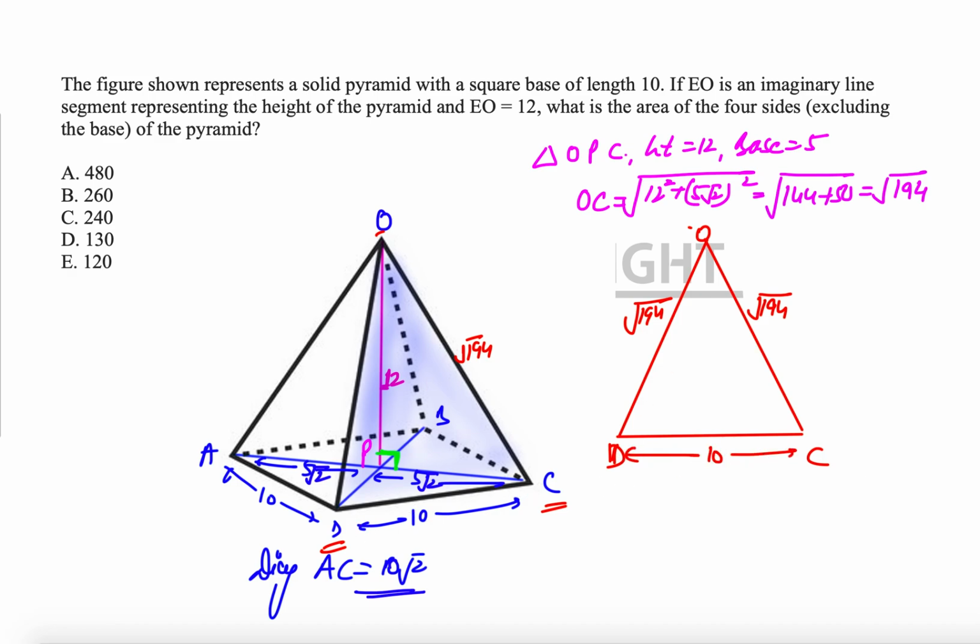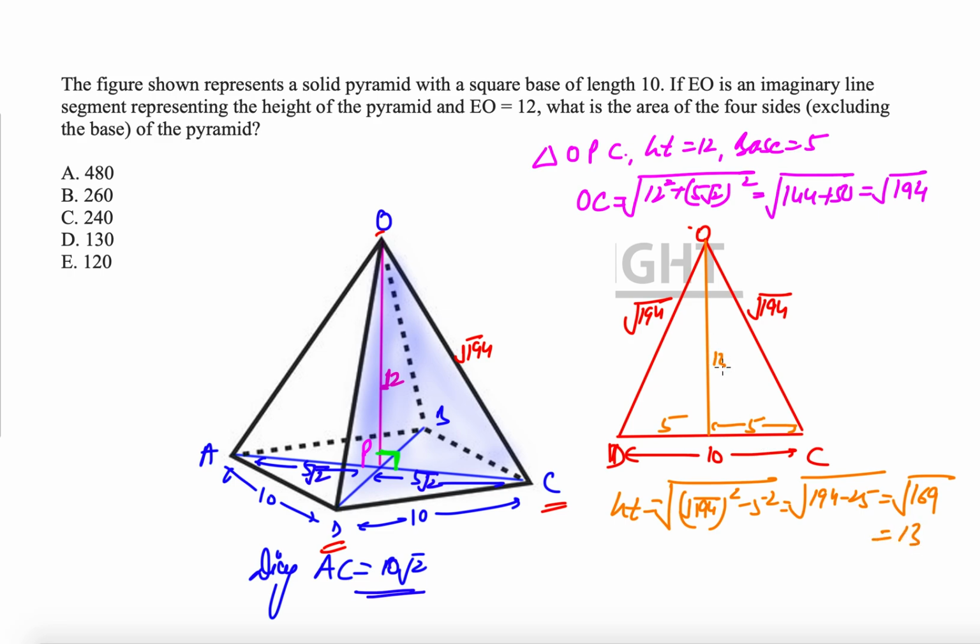Once again, to find the area of this triangle, we need to calculate the height of this triangle. So we drop a perpendicular that divides the base into two equal halves. That means these sides are 5 each. Now we need to calculate the height. The height will be equal to the square root of root 194 squared minus 5 squared using the Pythagoras theorem once again. So we get 194 minus 25, which is equal to the square root of 169. Root 169 is 13, so we know that this height is 13 units.